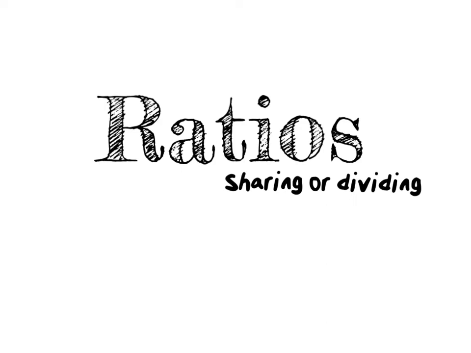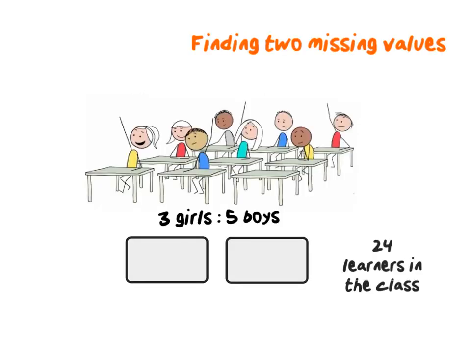The third ratio topic is that of sharing or dividing. This is when we are looking for two missing values instead of one. In this scenario, it is given to you that there are 3 girls for every 5 boys in a specific class. We need to find how many girls there are and how many boys there are in a class of 24. These numbers are quite simple, so we can do it in a short way.